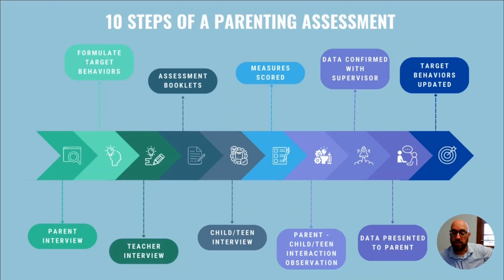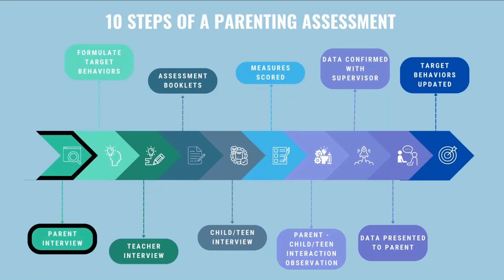There's first a parent interview, then formulating the target behaviors, a teacher interview, assessment booklets, a child-teen interview, the scoring of the measures, the parent-child-teen interaction observation, then confirming the data with the supervisor just before presenting that data to the parent, and then ongoing would be updating the target behaviors. Next, we're going to start with Step 1, which is the parent interview.